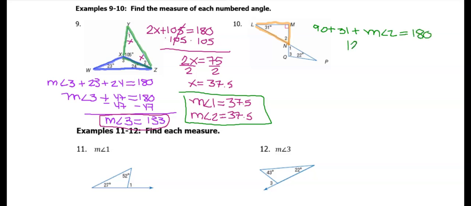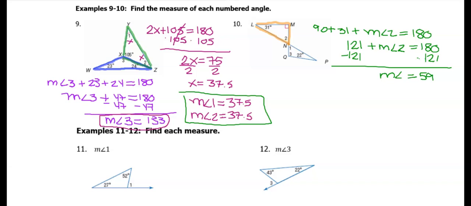So far I have used 121, and now I'm going to subtract that 121, which tells me that angle 2 is going to be 59. Now that I know angle 2 is 59, it's a vertical angle with angle 1, so I can put the 59 right there for angle 1.